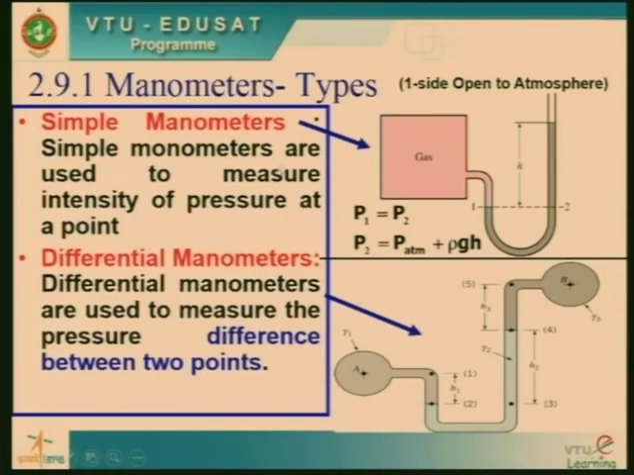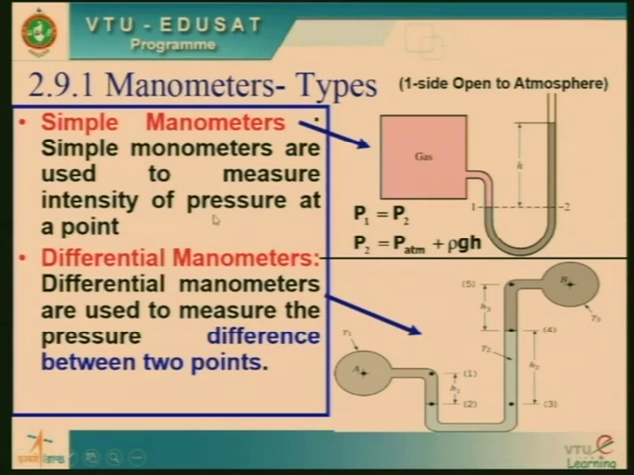As I discussed yesterday, we have the simple manometer, which has one limb, with which we measure the pressure at a point. The simple manometer has one limb, and it measures the pressure at a point, say this point.